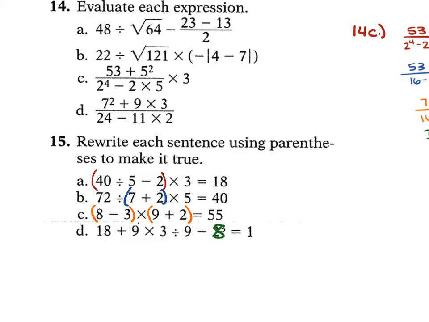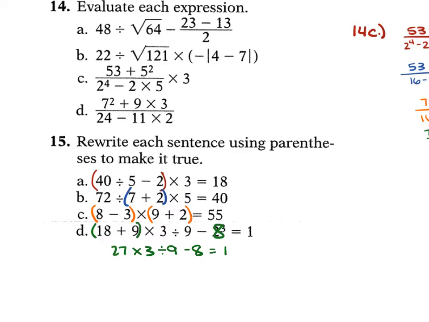Then 18 plus 3 is 21 minus 8. Nope, that's not 1. Okay, so let's try putting parentheses here. 18 plus 9 gives us 27. Then we would have times 3 divided by 9 minus 8 should equal 1.